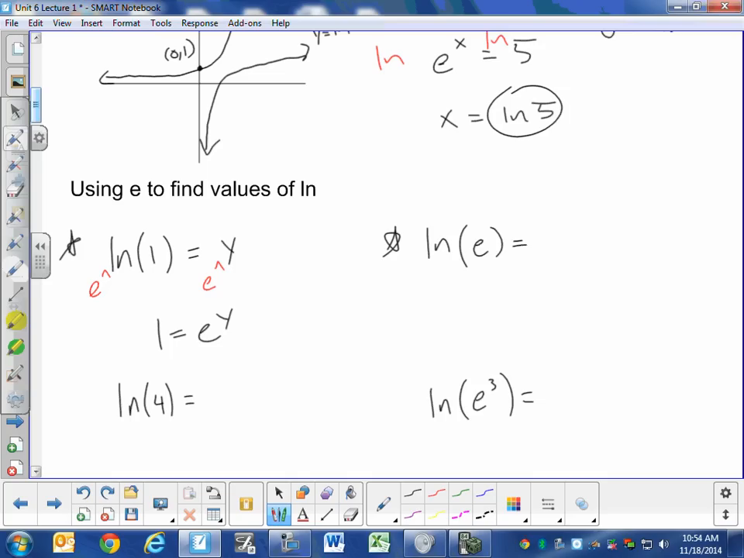Well, this should help me discover what y has to be. e to what power equals 1? 0. e to the 0 equals 1, so the log of 1 equals 0. You guys try to figure out what log of e is equal to without using your calculator.